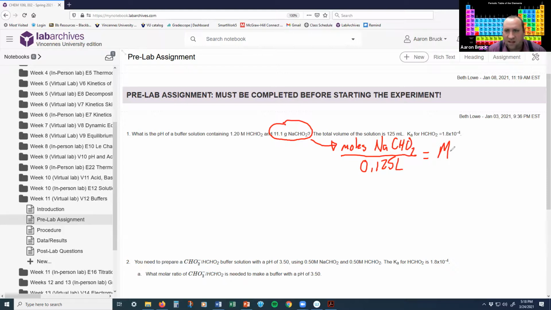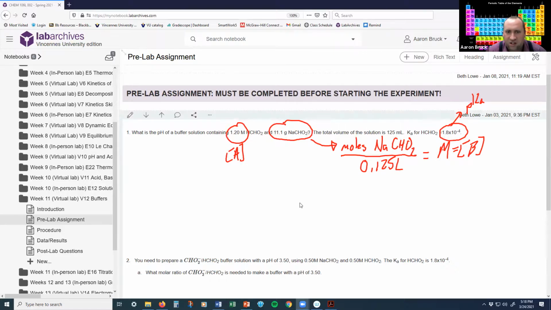Once I have that, that molarity is going to be my base concentration. This is my acid concentration. And this I will need to convert into pKa. And then that's all I need. That's all three components right there.